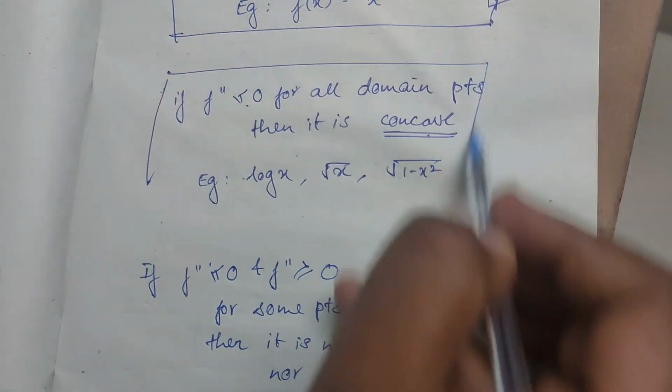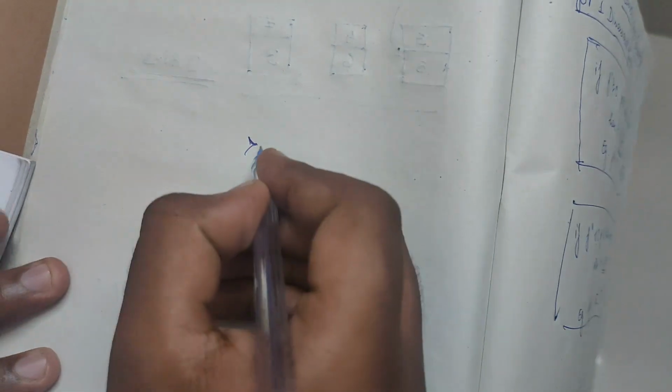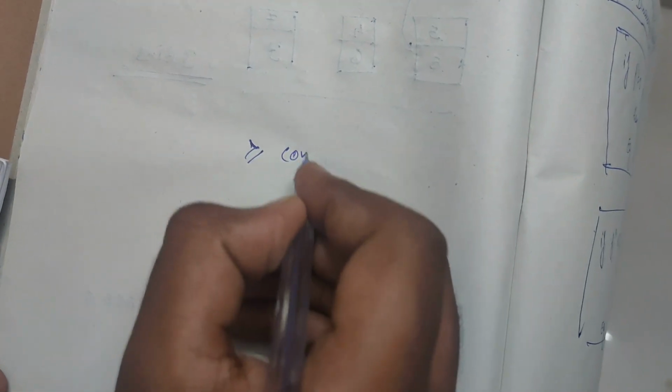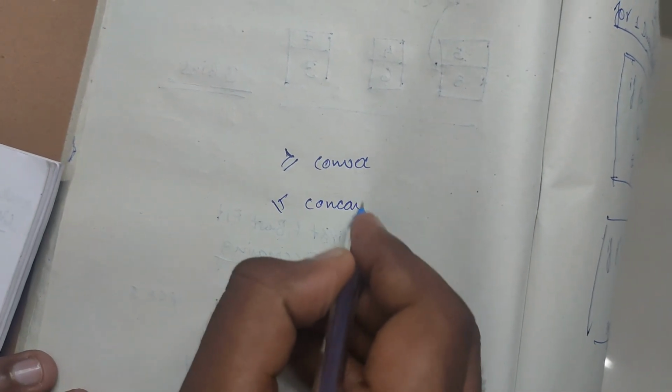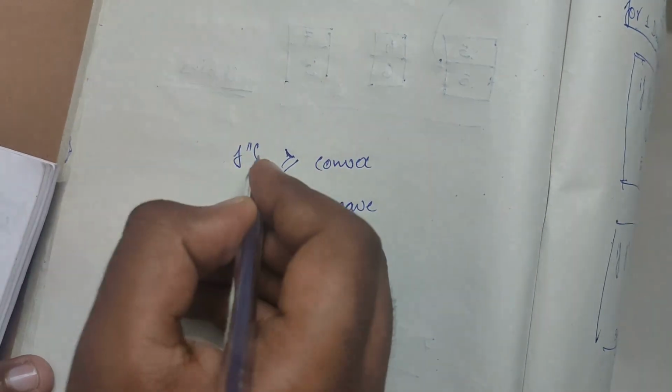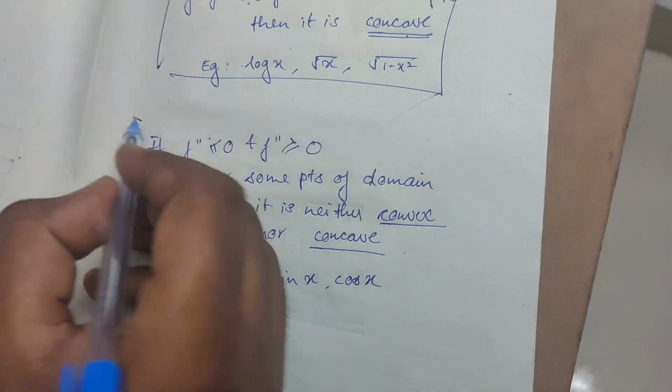Fine. So what should we remember? If it is greater than equal to 0 it is convex. If it is less than equal to 0 it is concave. Okay. If it is both for some points then it is neither concave nor convex.